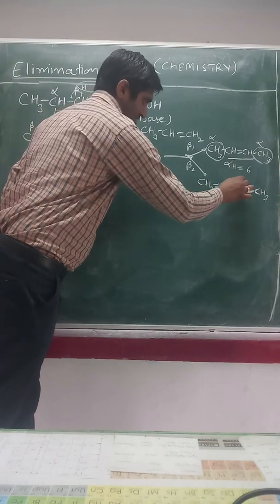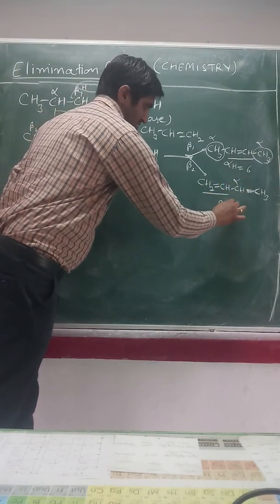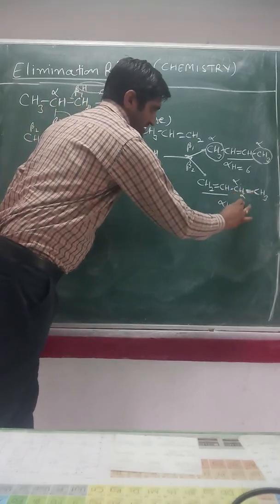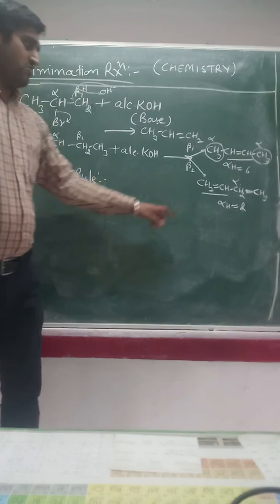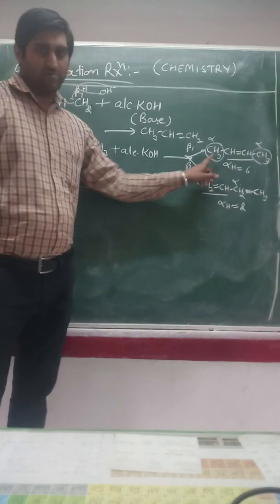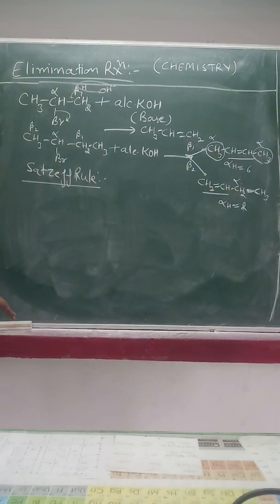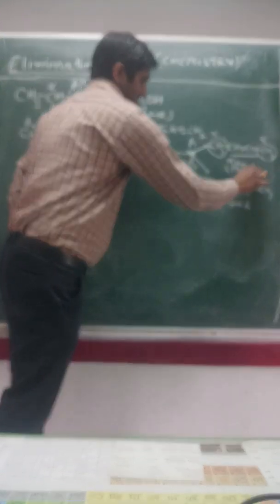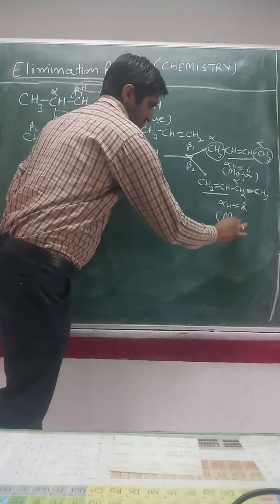Here this is an alpha carbon, only 2 alpha hydrogens are available. So the more the number of alpha hydrogens, the more will be the stability of that product. So this is a major product and this is a minor product.